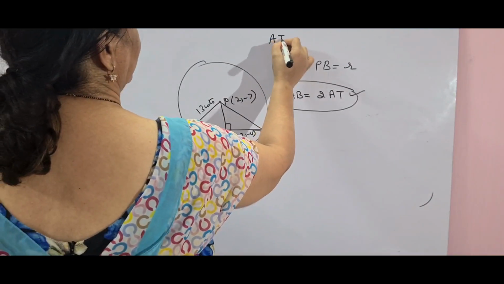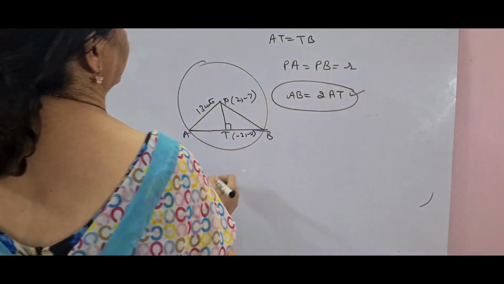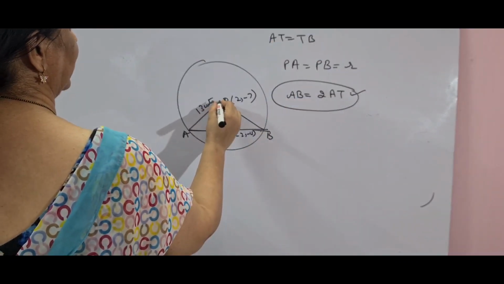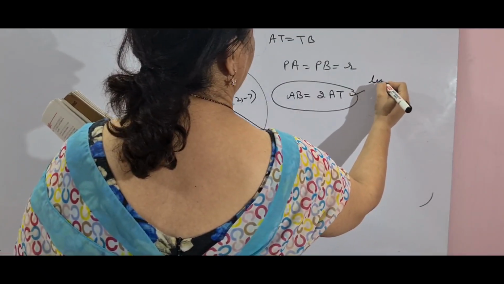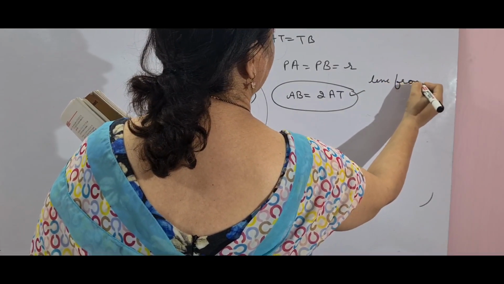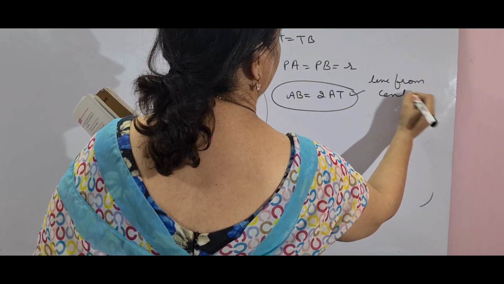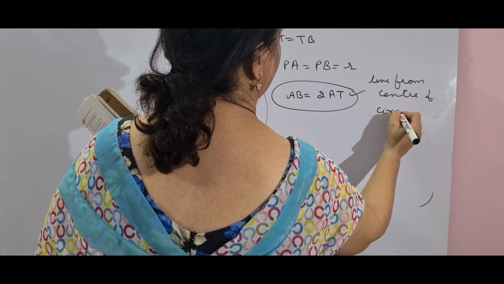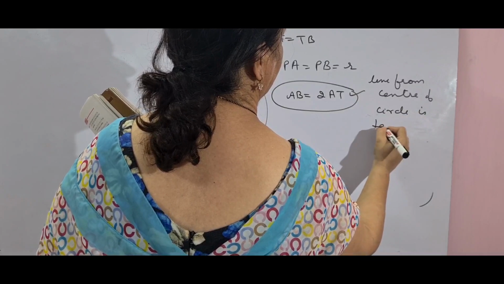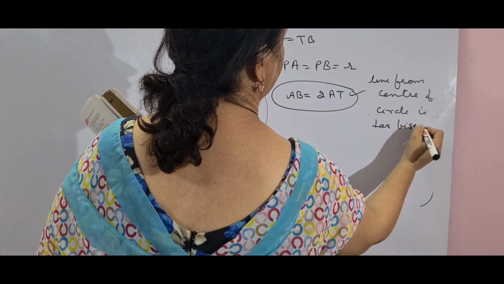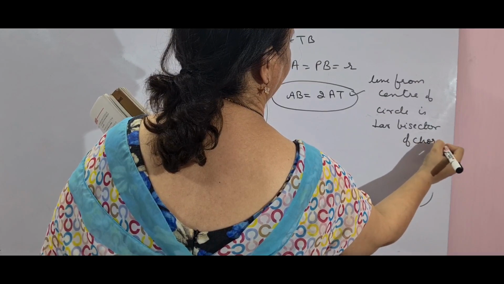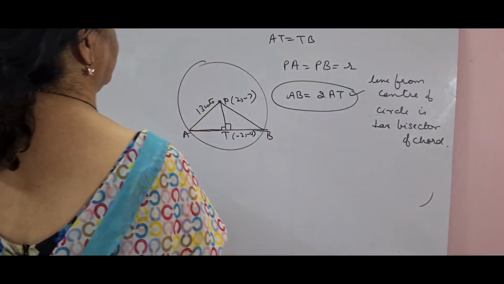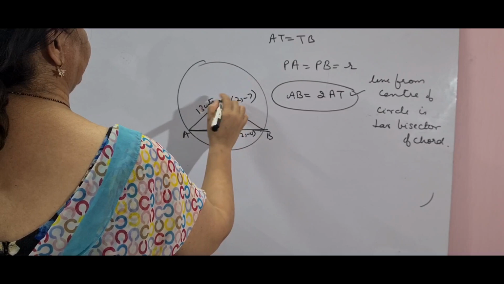There is a theorem in the circle that a line from the center is the perpendicular bisector of the chord. So you have to write at the side: line from the center of the circle is perpendicular bisector of the chord. AB is equal to 280.